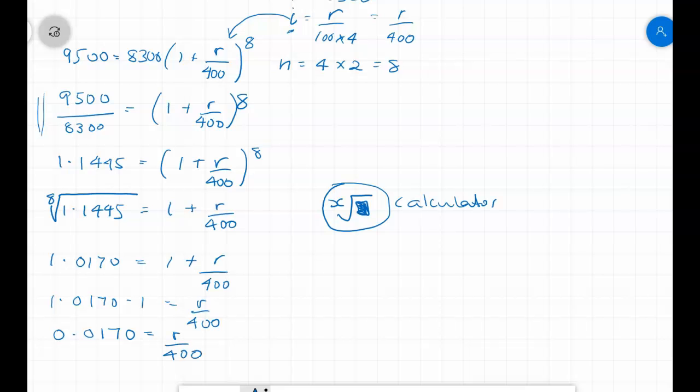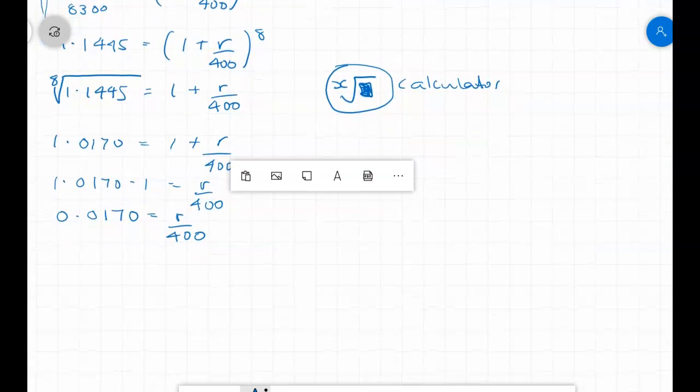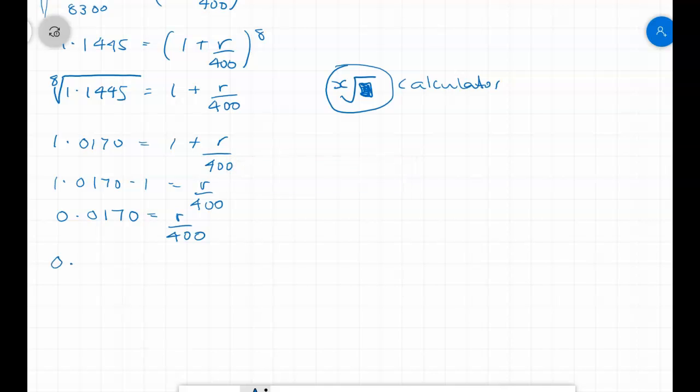This is so much easier than a whiteboard. Now, the last thing I want to do is multiply both sides by 400. So 0.0170 times 400 gives me the rate of interest as a whole number. So R is equal to 6.81.